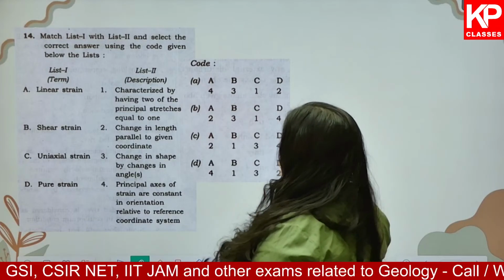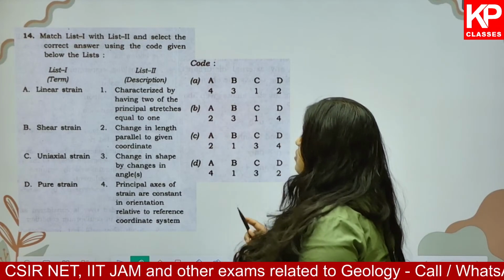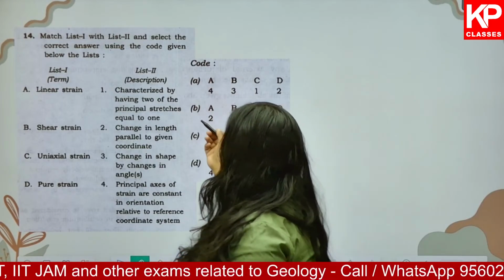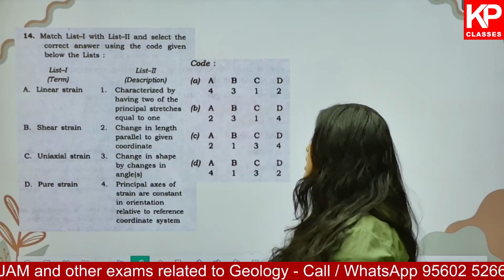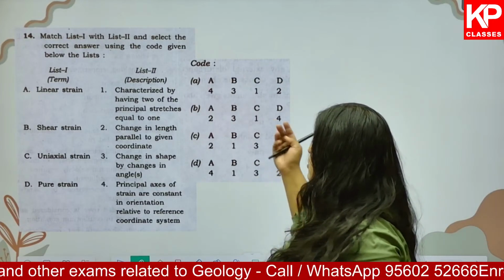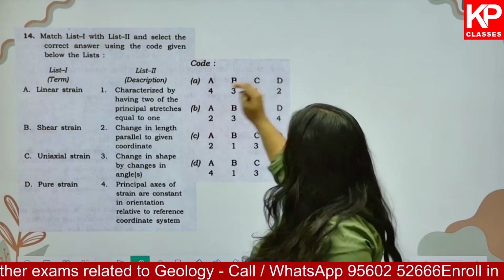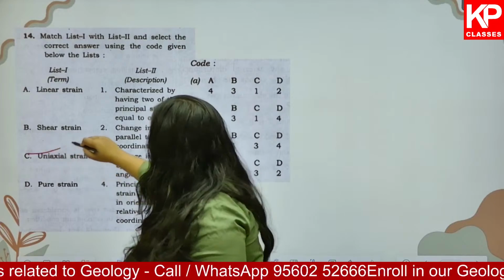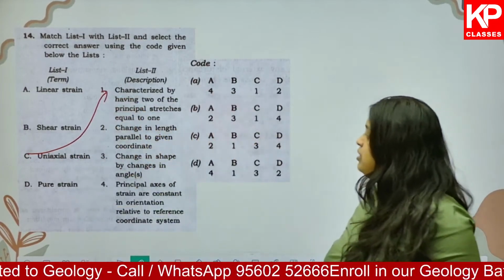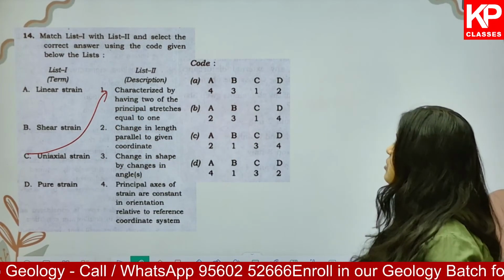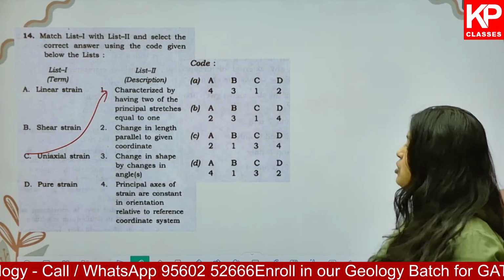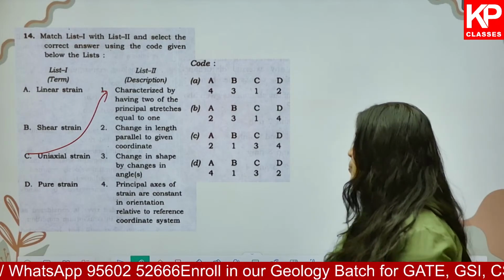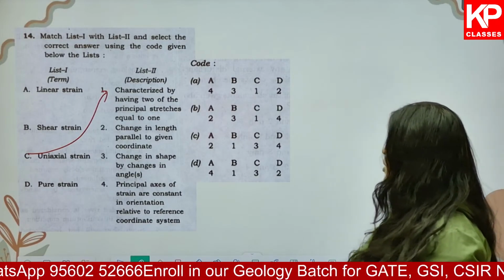Linear strain, shear strain, uniaxial strain and pure strain are mentioned. Linear strain means a change in length parallel to the coordinate. Uniaxial strain is characterized by having two of the principal stretches equal to 1. So C will be 1.